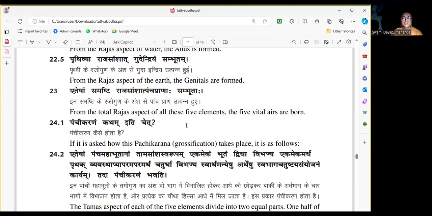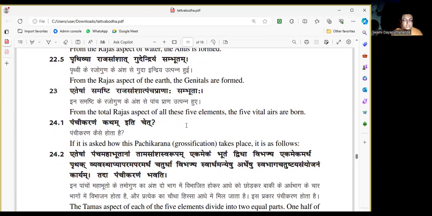Now he asks how this 24, the Panchikaranam, katham iti chet: how the gross body is formed. Because what we have read up to now is from the Sukshma Sharira. Whatever we read earlier, we remember that the Gyanendriya and Karmendriya belong to the Sukshma Sharira, the subtle body.